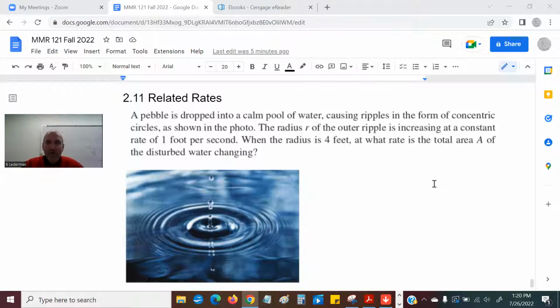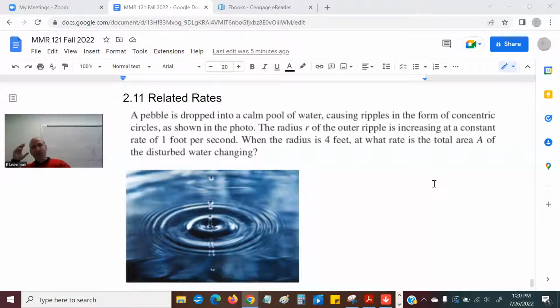A pebble is thrown into a calm pool of water, causing ripples in the form of concentric circles, as you can see in this photo. The radius of the outer ripple is increasing at a constant rate of 1 foot per second. When the radius is 4 feet, at what rate is the total area A of the disturbed water changing?